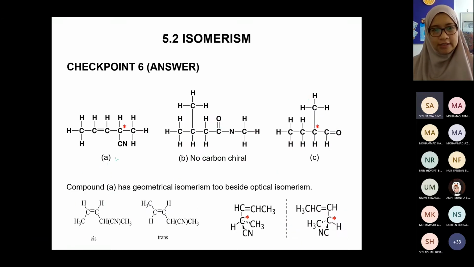Okay, all right. So A kita ada just now, B tak ada no chiral carbon. This is the answer, okay? C ada yang dekat sini. Okay, ni yang soalan nombor 2. Compound A has geometrical isomerism 2 beside optical isomerism. So you would have to draw the cis and trans form of the geometrical just now. You dah determine kan, ada kan? So you transform in terms of cis dengan trans. Okay, so this is cis. This is trans. This is in terms of optical isomerism.